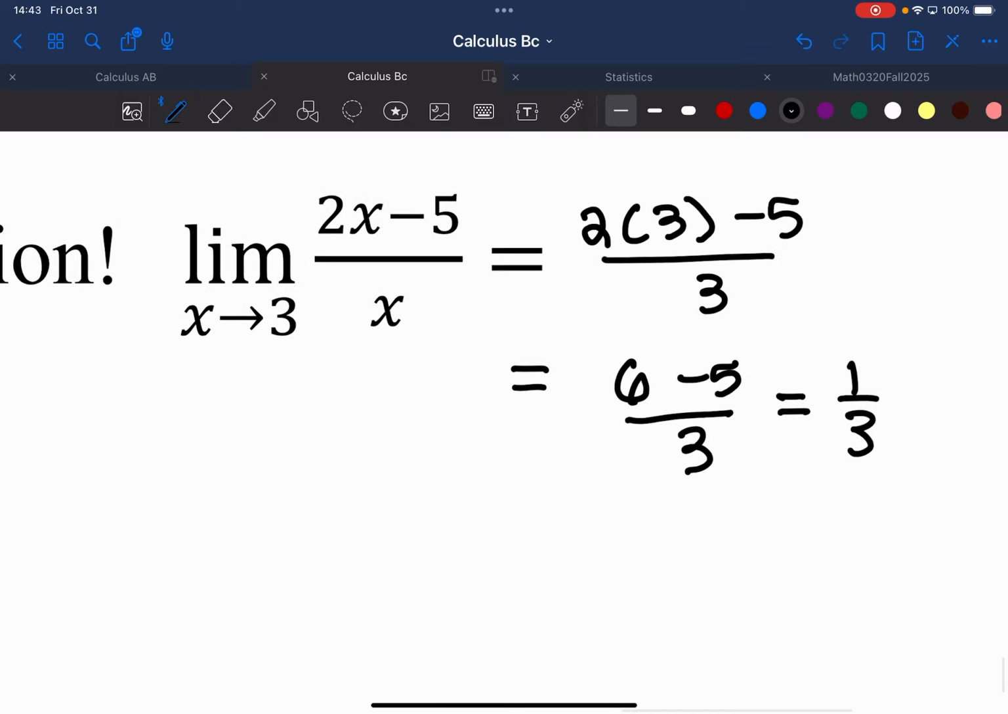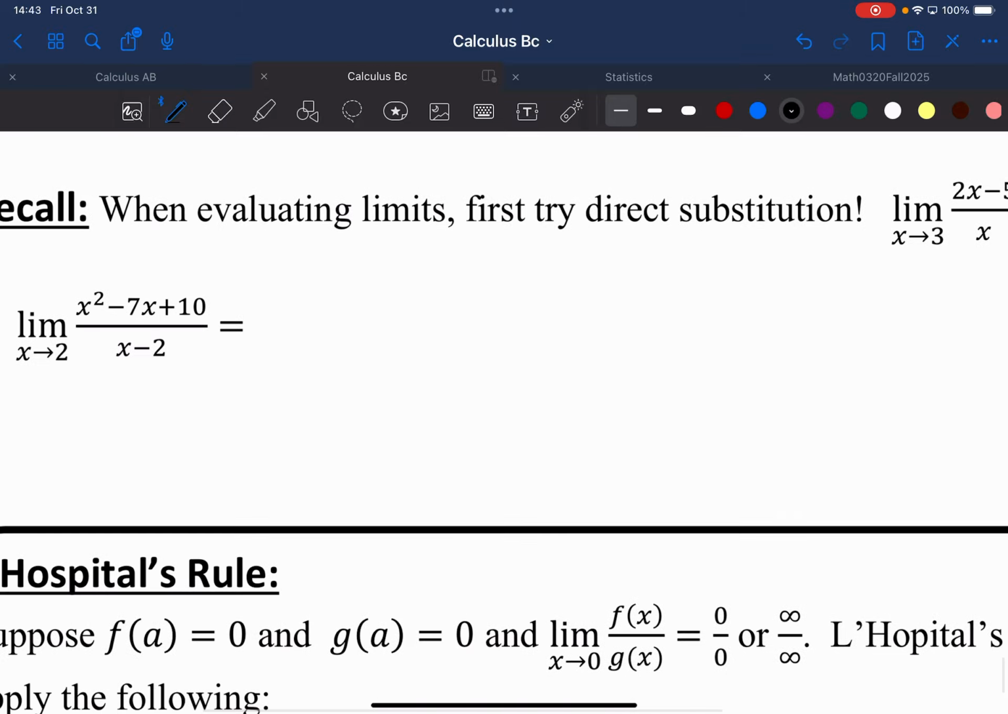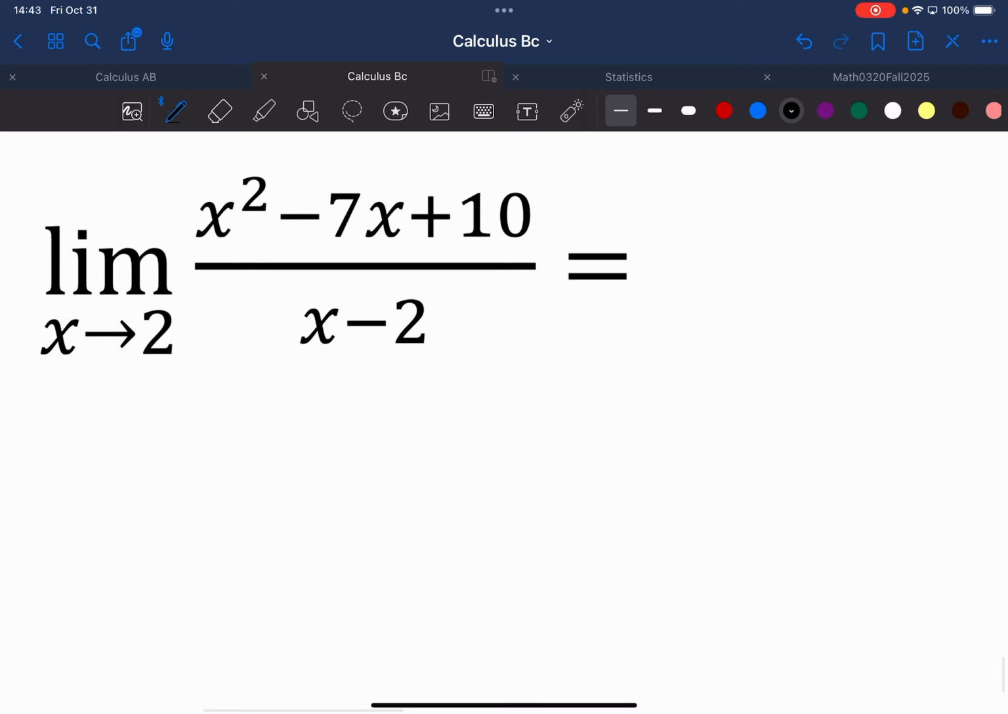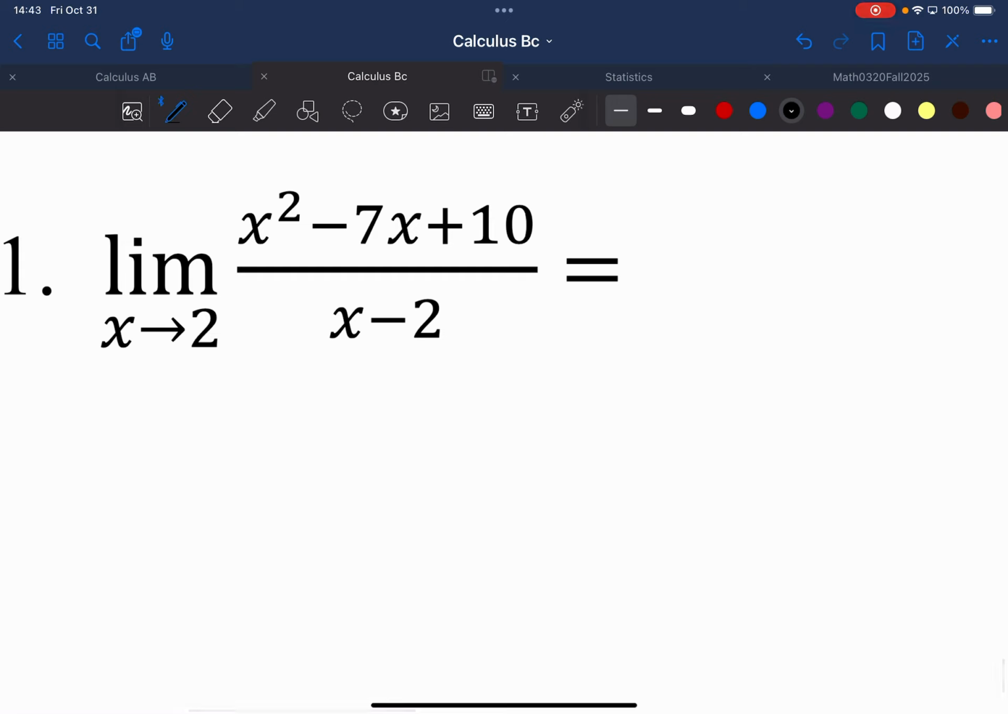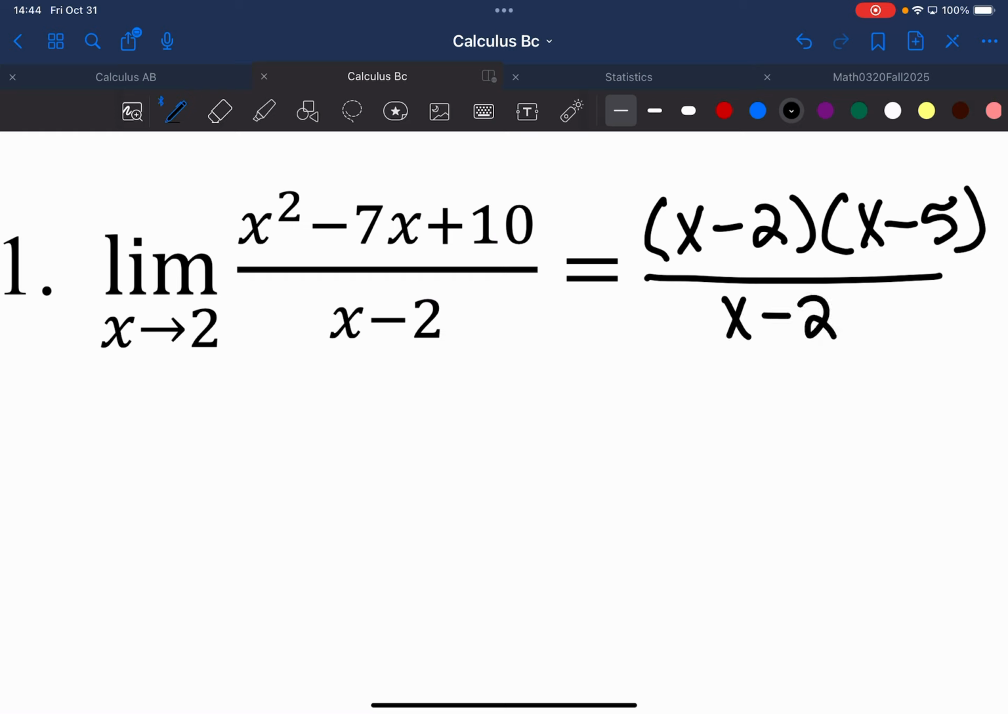Okay, these were the easy limits where if we were to plug in the number, we're able to find our limit. Versus the other type of limits we learned about is that if we were to plug in this number, so as x approaches 2, what would happen to the numerator and the denominator? It would be 0 over 0, which would give us something that's undefined. So instead, what should we do to the numerator? Factor it. And what would be the factors here? X minus 2, x minus 5. Yes, x minus 2, x minus 5 over x minus 2.